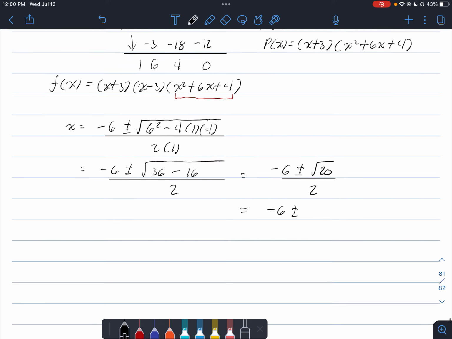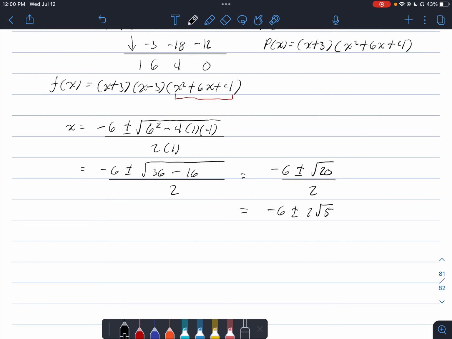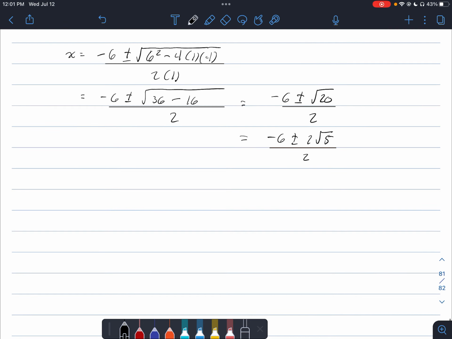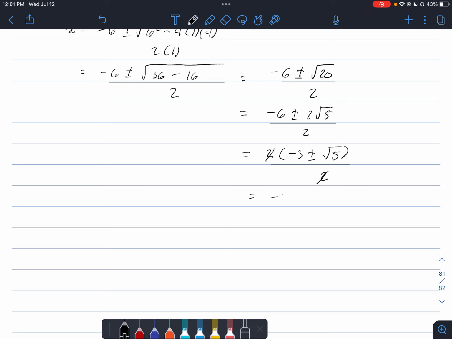So again, that comes from breaking the square root of 20 into the square root of 4 times the square root of 5, and the square root of 4 is 2. So we get negative 6 plus or minus 2 times the square root of 5, all over 2. And so now we can just pull a 2 out here, and we get negative 3 plus or minus the square root of 5 over 2. And so we end up with negative 3 plus or minus the square root of 5.